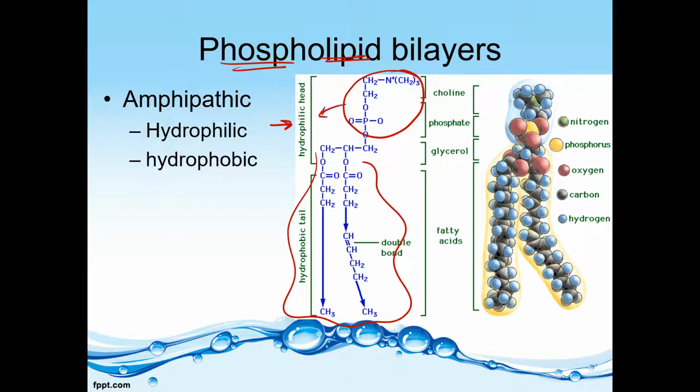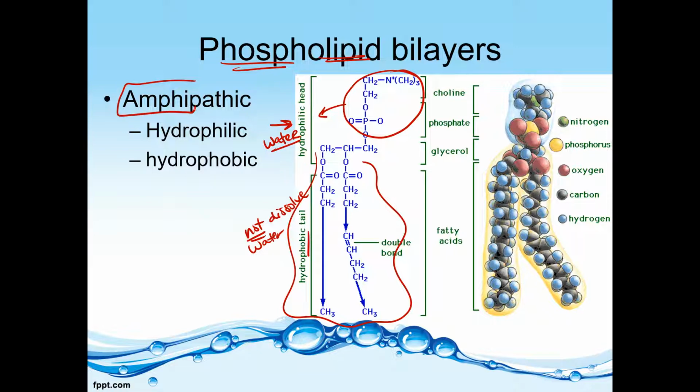The phosphate head is hydrophilic. That means it does like to hang out near water. It will dissolve in water. The tails are hydrophobic. They will not interact with water, so they'll not dissolve or hang out. They are repelled by water, as opposed to the phosphate head, which is attracted, which is super cool. So this one molecule is both hydrophilic and hydrophobic at the same time.